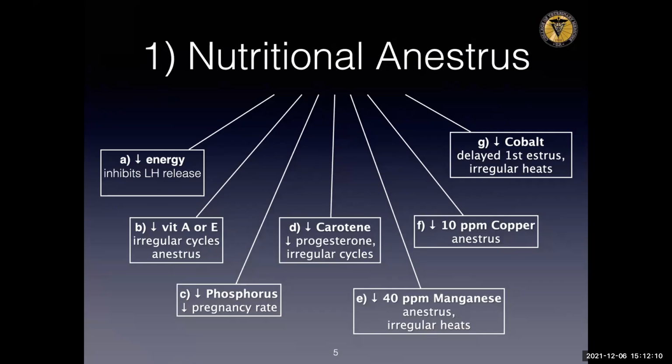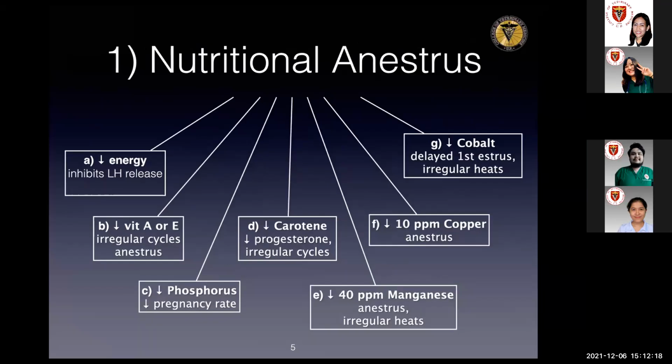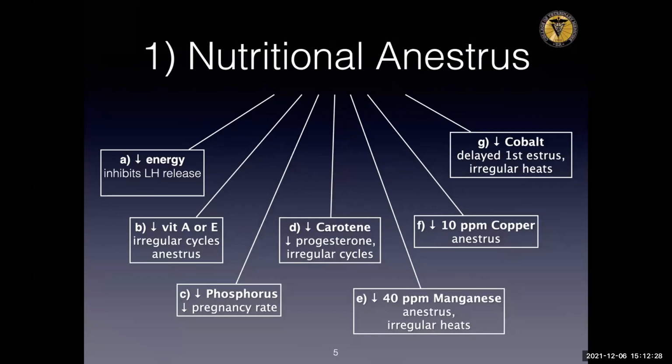Okay. Next, on letter C, that is also correlated with the calcium. So we know now that if there is low calcium in the blood, the animal may suffer from milk fever or hypocalcemia. And of course, we know that there should be a proper ratio between the calcium and phosphorus, right? So that also affects the fertility of the animal.